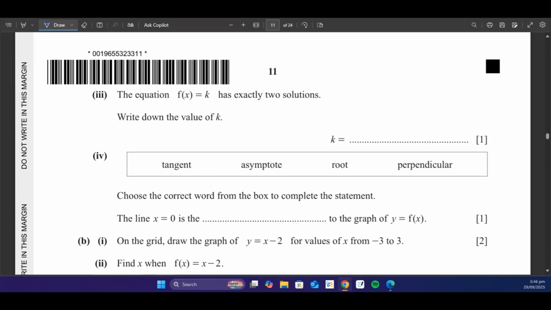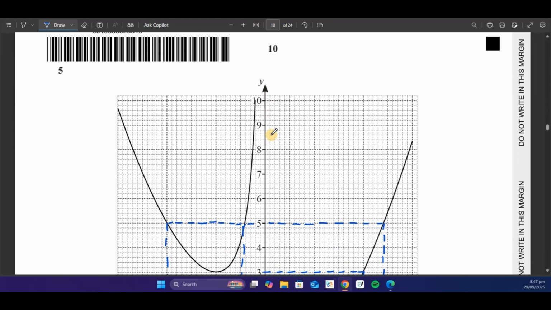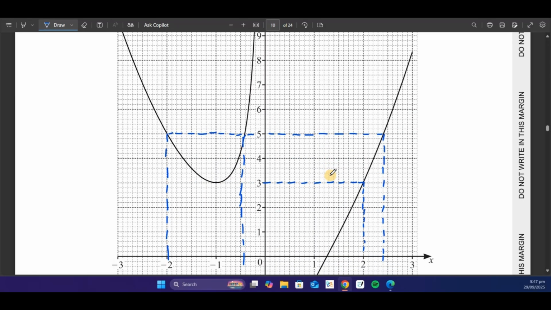Part 3. The equation f(x) equals k has exactly two solutions. Okay, so this equation has two solutions. We need to find out the value of k. Alright, let's go back up. So where do we find two solutions? At which point of y does it intersect at only 2 points?